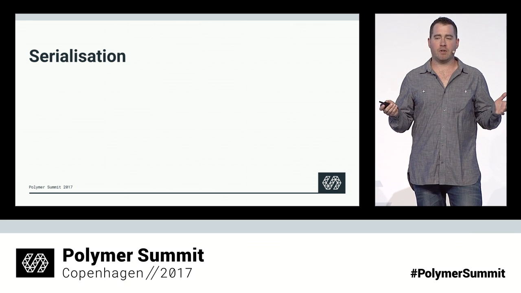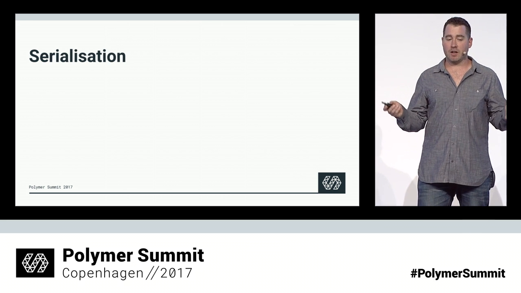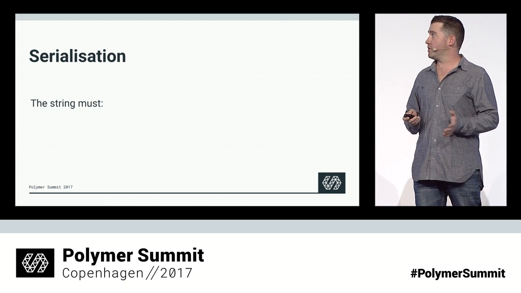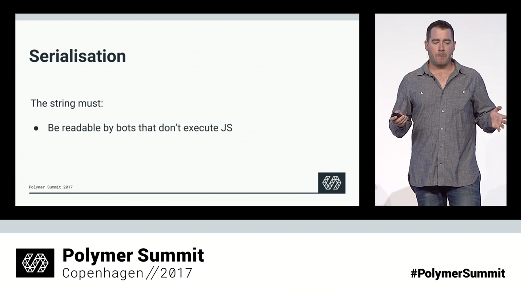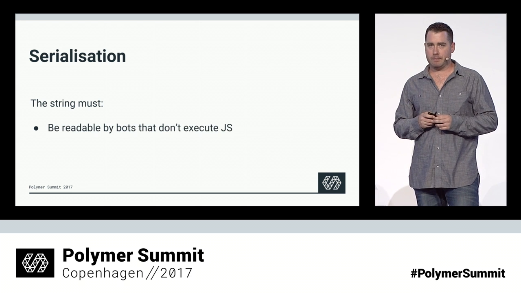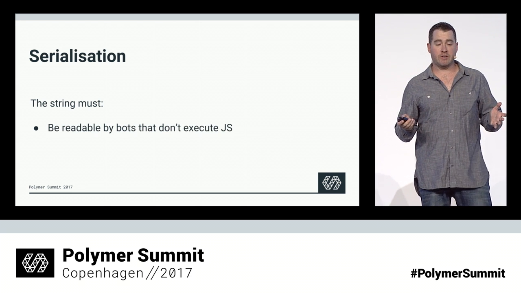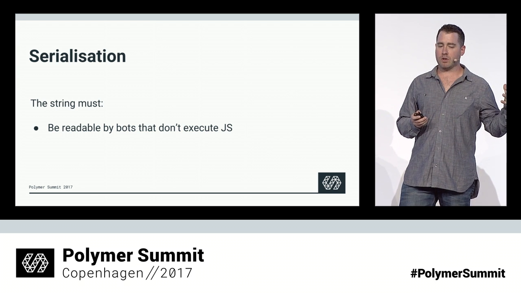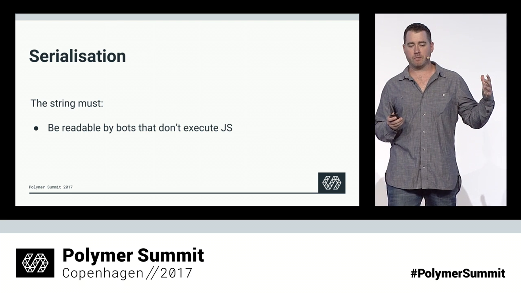So now that we can run our DOM code in Node, the next step is taking a DOM tree and turning it into a string. Our requirements for the string are pretty stringent. First, it must represent the composed tree, because it must be legible to bots without executing JavaScript. And the content must appear in order and retain semantic meaning.